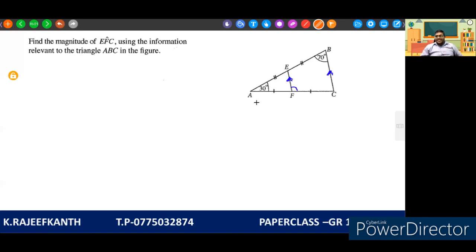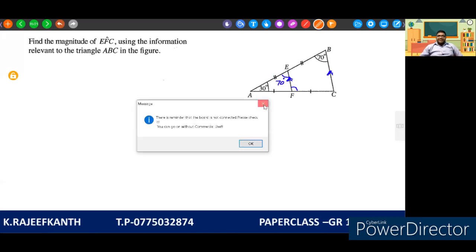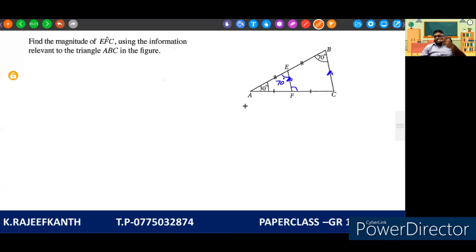Now you can find the answer easily, no? Here we can mark this one as 30 because of corresponding angles, since these two lines are parallel. Here, this is a transversal. When a transversal intersects two parallel lines, there will be corresponding angles, alternate angles, allied angles, and vertically opposite angles also. So here the corresponding angles are equal. This is 30, this is 70, this is 30.